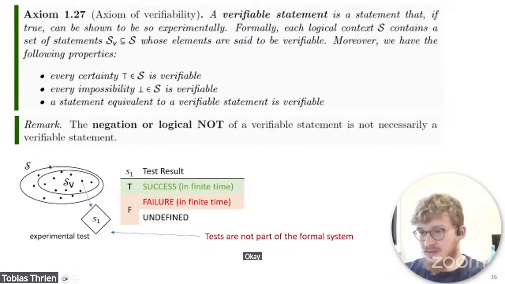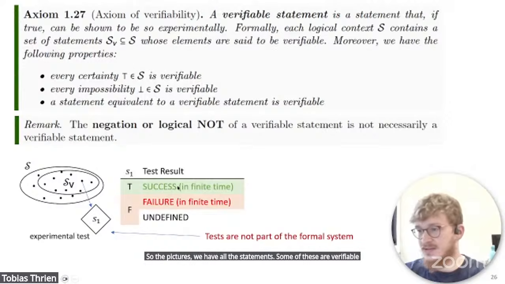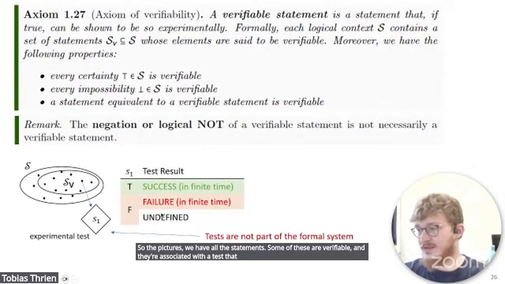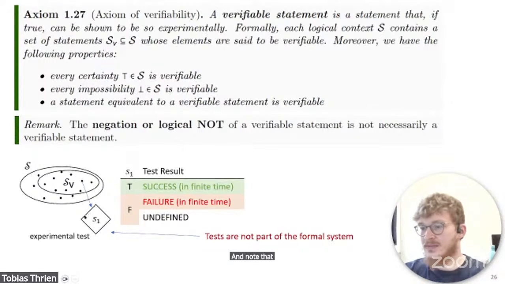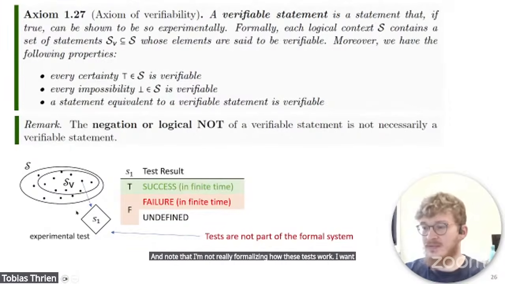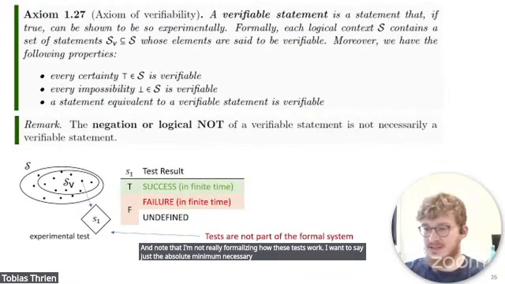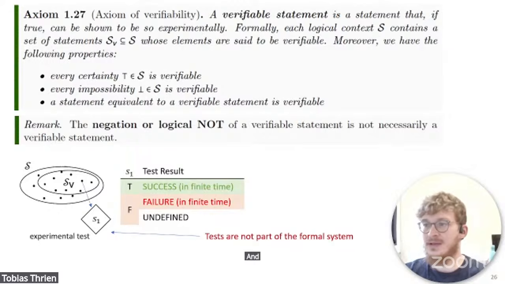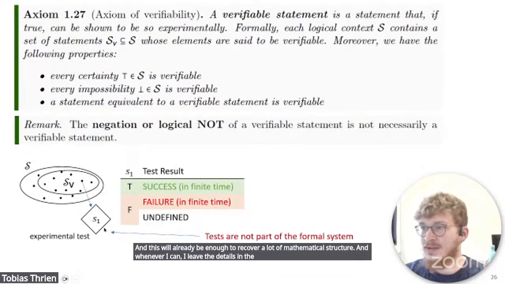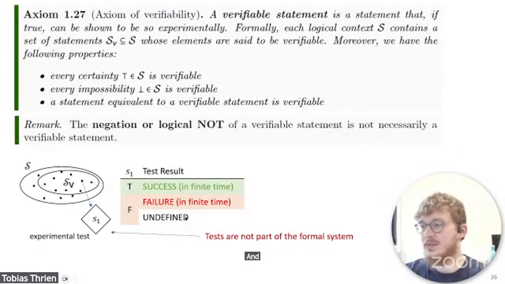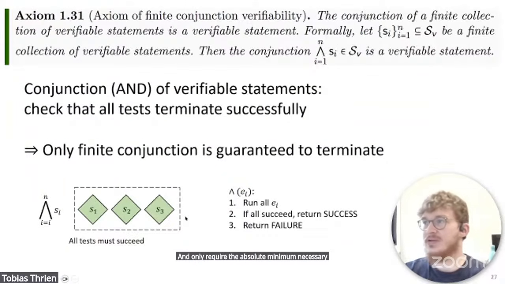Okay, so the picture is we have all the statements. Some of these are verifiable and they're associated with a test that verifies it in finite time if the statement is true. And note that I'm not really formalizing how these tests work. I want to say just the absolute minimum necessary about how these tests work, and this will already be enough to recover a lot of mathematical structure. Whenever I can, I leave the details in the informal system and only require the absolute minimum necessary to recover the structure that I want.